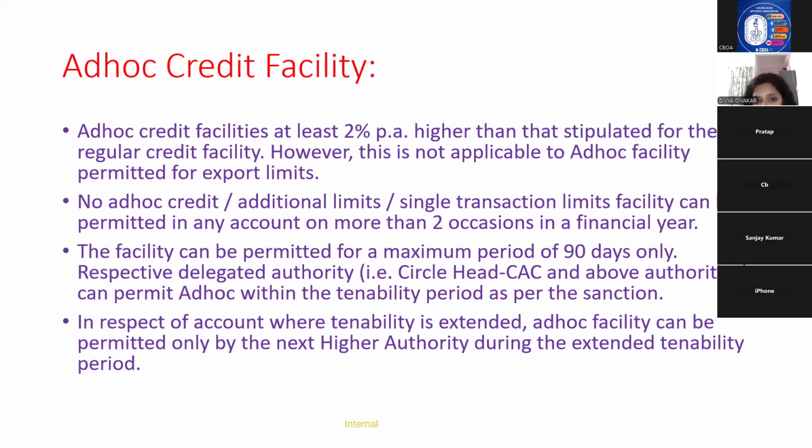In respect of an account where the tenability is extended, ad hoc can be permitted only by the next higher authority during the extended tenability. That means the limit is expired, and if you are applying for an ad hoc facility, it has to be sanctioned by the next higher authority.